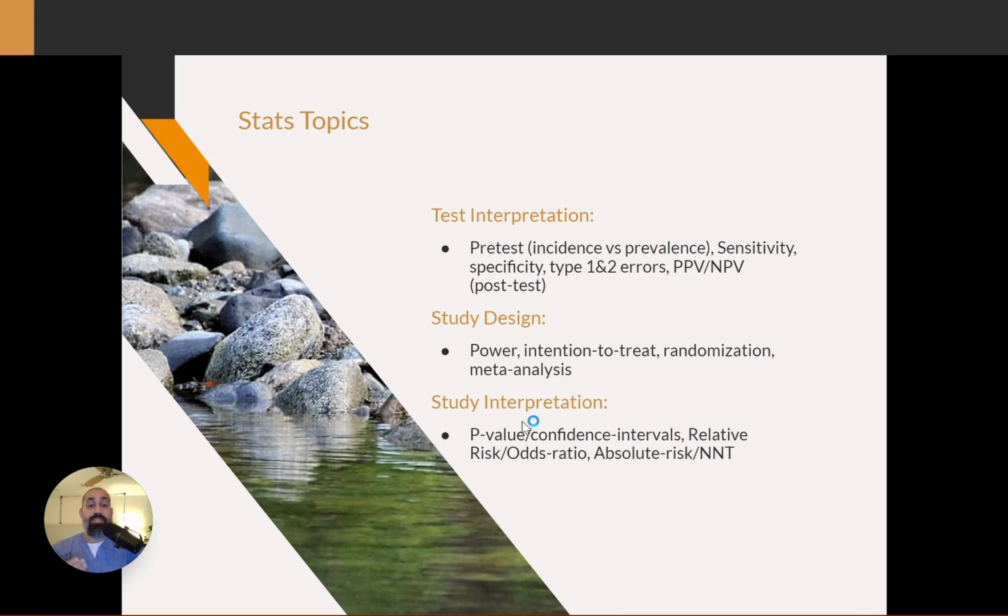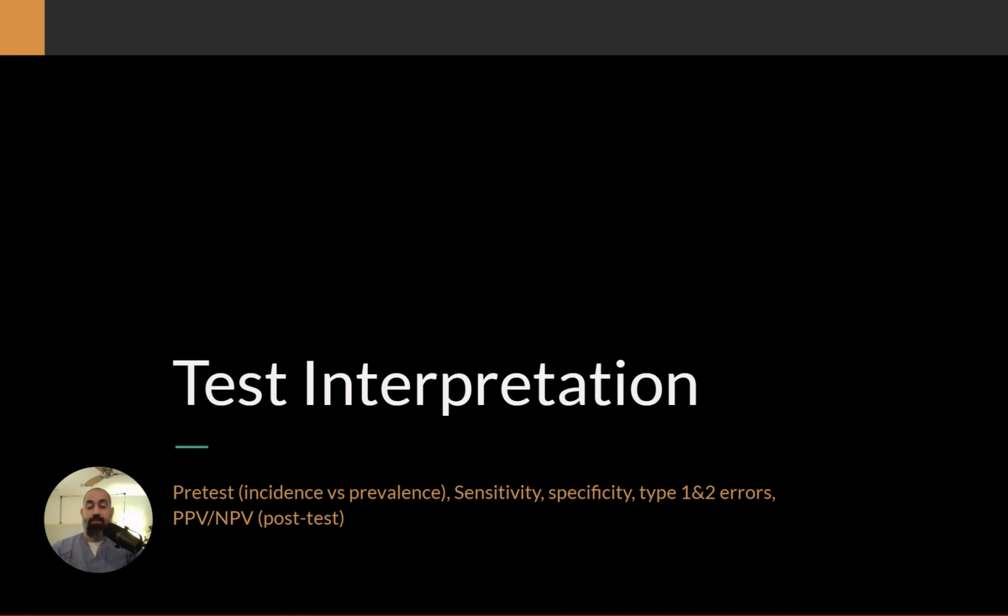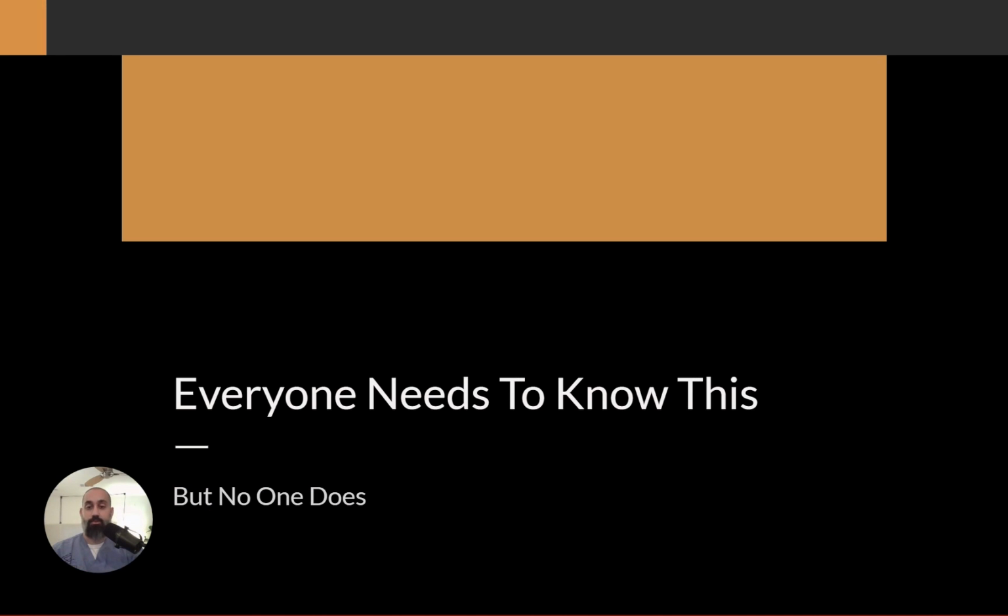The next phase is going to be study design. We're going to talk about how studies are designed, how they should be designed, power, intention to treat, randomization, meta-analysis. We're also going to talk about study interpretation because, after all, a scientific study is a type of test. And what we understand about how to interpret tests should inform how we interpret studies. But we're going to go through p-value, confidence intervals, relative risk, odds ratio, absolute risk, and the number needed to treat.